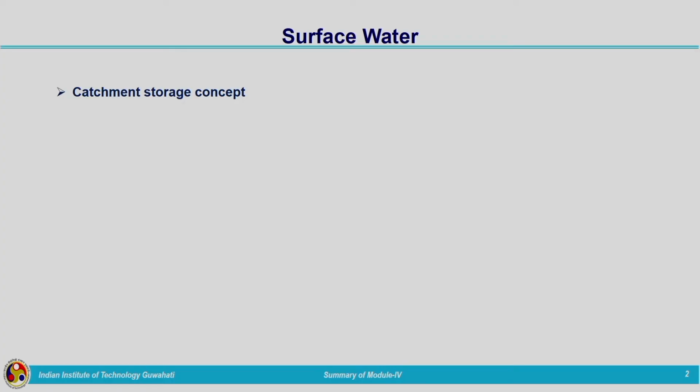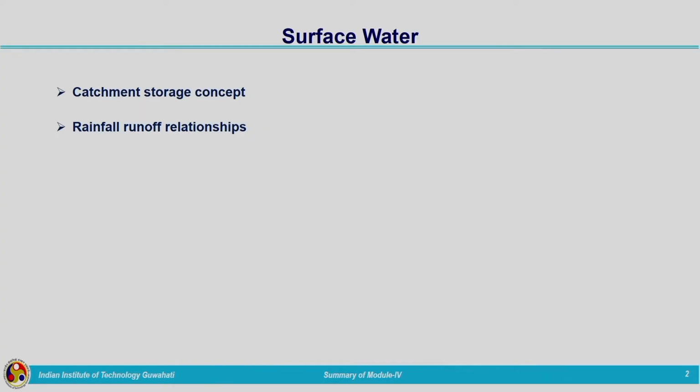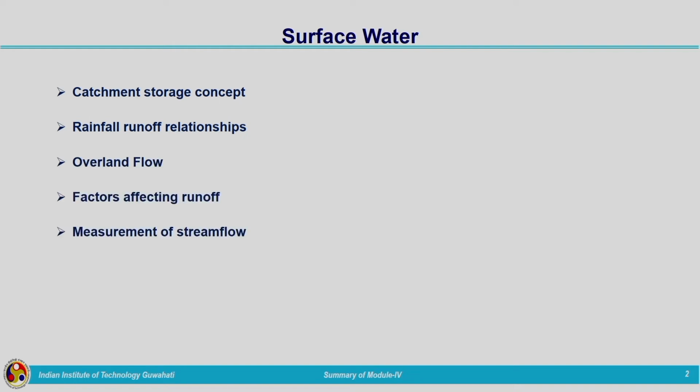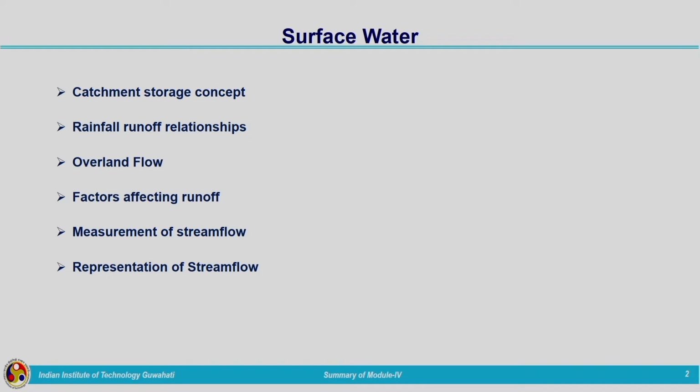Hello all, welcome back. We have covered detailed topics on surface water in the previous couple of lectures. Let us revisit that. The topics which we have covered in this module are catchment storage concept, rainfall runoff relationships, overland flow, factors affecting runoff, measurement of stream flow and representation of stream flow. In the previous lecture, we have seen representation of stream flow, and after that we have completed our syllabus related to surface water. Let me revisit all these.